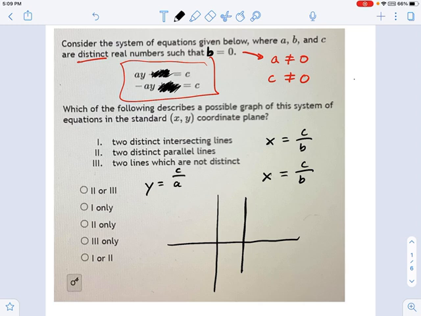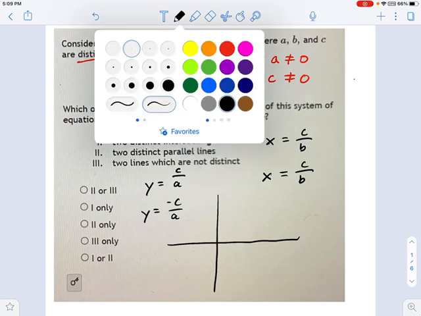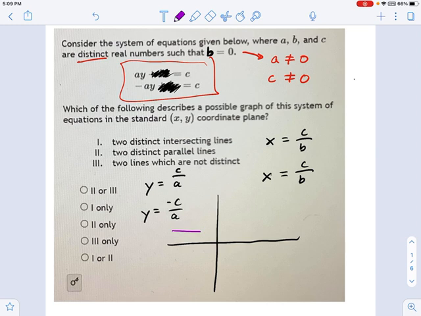Y equals C over A in one case, and y equals, let's see, negative C over A in the other case. So if we want to draw these two equations right here, here's one, and here's the other. Those are parallel lines. They're distinct from each other. They're not overlapping. And they are certainly not intersecting. Right? Intersecting would mean they have different slopes. These have the same slope.